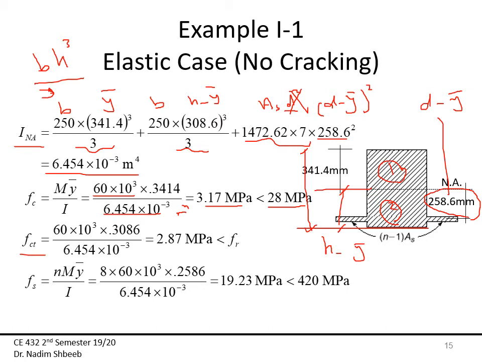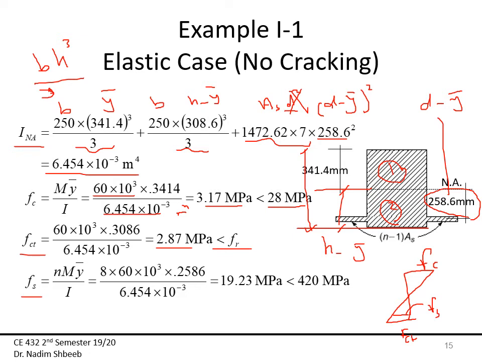So that's going to be 0.3086, and this is giving me 2.87 megapascal, which is again less than the rupture strength, which means I'm also okay, which means the concrete didn't crack, which means the assumptions that I made, that I have constant stress here, this being FC and this being FCT, and here is FS, is valid. So we are still in the elastic range for both steel and concrete.